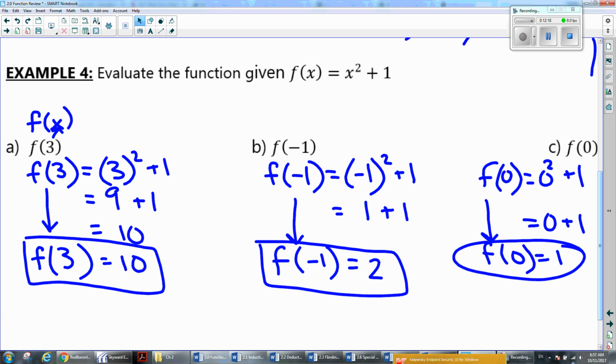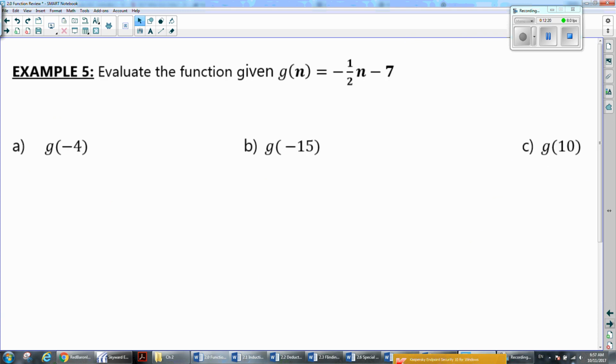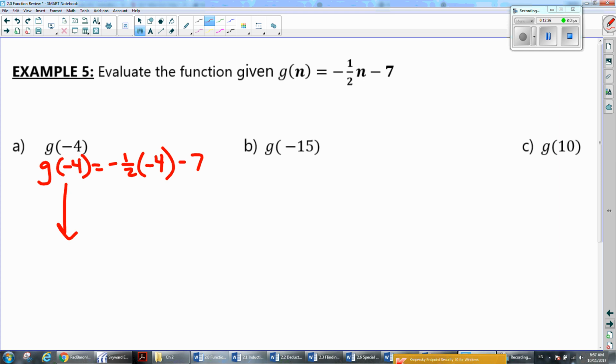And our last example, you've got a new function. This one's called g of n, so plug in these values. Got g of negative 4, that would equal negative 1/2 times negative 4 minus 7. All my work's done on the right. Negative 1/2 times negative 4 is 2 minus 7. That gives us a negative 9. Oops, so this is g of negative 4. It's really negative 9.